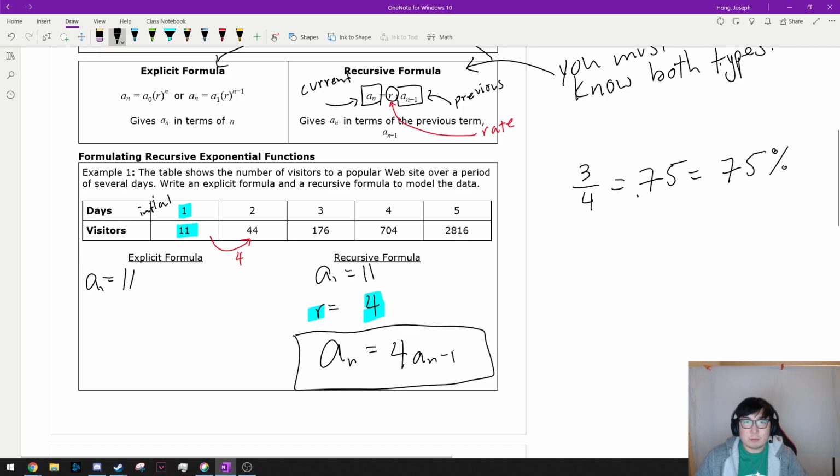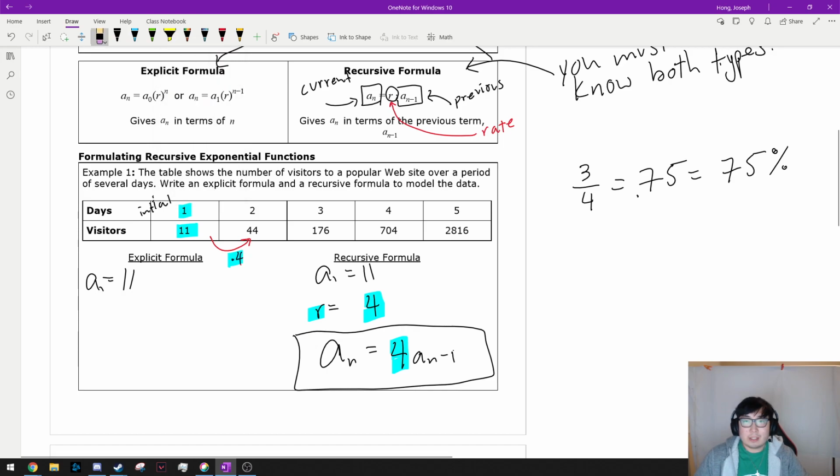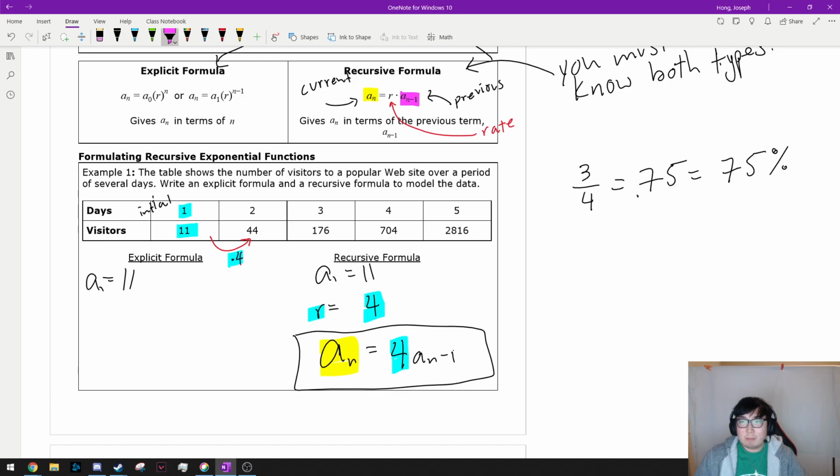I guess I should write this times 4 like this. Multiply. There you go. Know that I wrote the A_(n-1) and the A_n exactly the same from the equation. So if I clean this up a little bit, A_n is still right here. The 4, of course, is the rate. I have to change that depending on the problem. But this A_(n-1) is talking about the previous term.